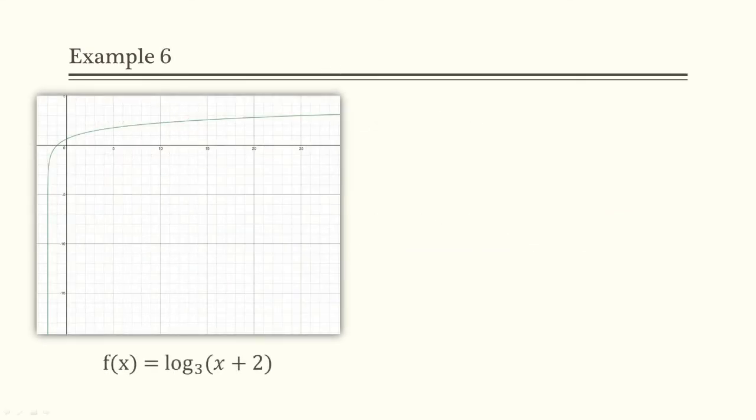Example number 6, finding limits using a graph. We have here a graph of the function logarithm of x plus 2 base 3, and suppose we have to find the limit of the function as x approaches 1. Again, we just have to follow our function on the graph, and we want to see what value it gets close to. Here, we're coming up to this area, so the limit of the function as x approaches 1 must be 1.